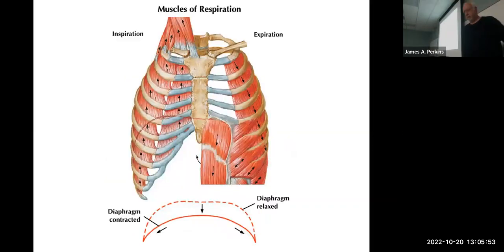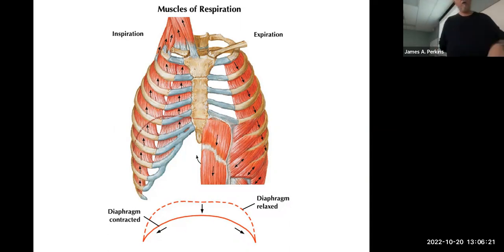In terms of function, the intercostal muscles are involved in breathing. They move the ribs to assist in breathing. Now let's talk a little bit about breathing, because it takes a minute to realize what's actually happening when you inhale and exhale.